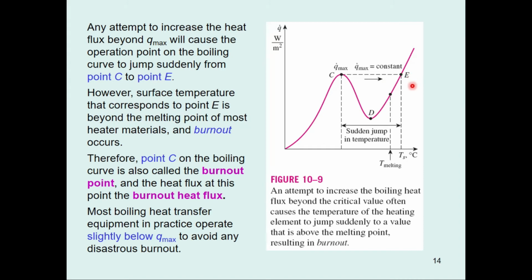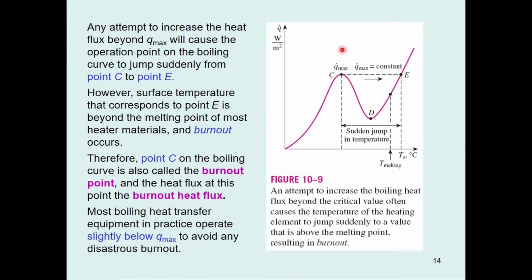However, the surface temperature that corresponds to point E is beyond the melting point of some of the heater materials. So if the temperature at this E point is above the melting point of the heating element, what will happen? The heating element will burn out and it will melt down. So this is the phenomenon which we actually avoid during the design of heat exchangers. Therefore this C point is called the burnout point, and the heat flux at this maximum C point is known as the burnout heat flux.